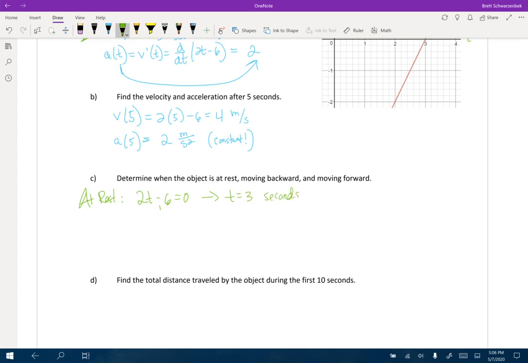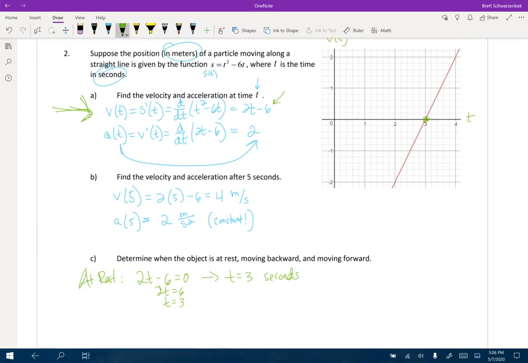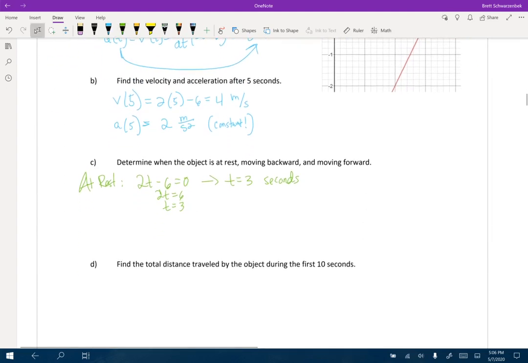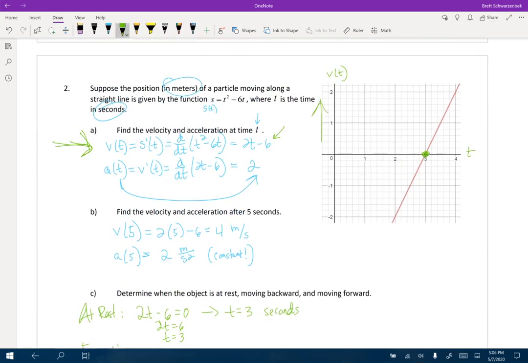Okay, just in case you didn't follow that. If you look at the graph, you say, oh yep, indeed, that's where we're going to cross the t axis, so we're going to get 3 seconds. So when are we moving forward? We're moving forward whenever we are above the graph. So where is that? That is from 3 on.